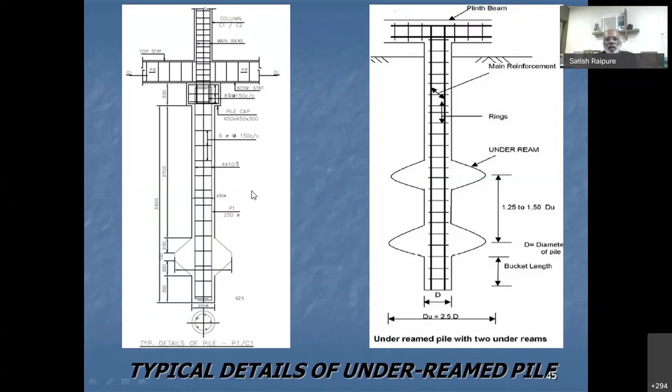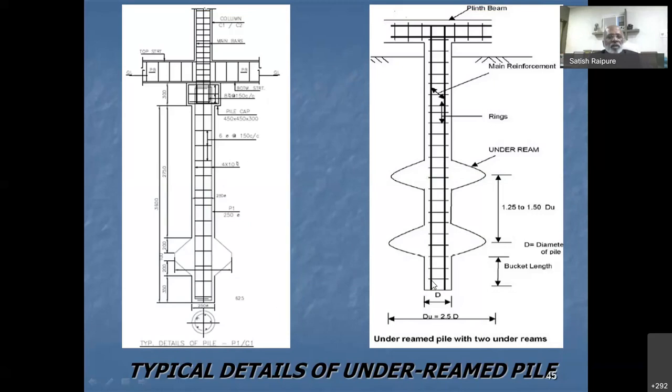This is a typical detail of under-reamed piles. We can have single under-reamed piles. Basically, these are used for ground floor structures or the compound wall. The depth of the pile should be minimum 3.6 meter. We can have a single under-ream or double under-ream. Usually the diameter of the under-ream is 2.5 times the diameter of the pile.